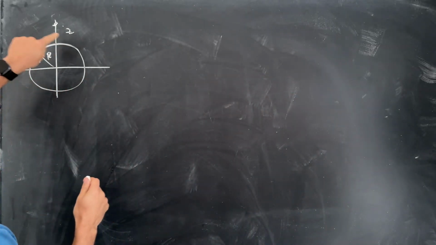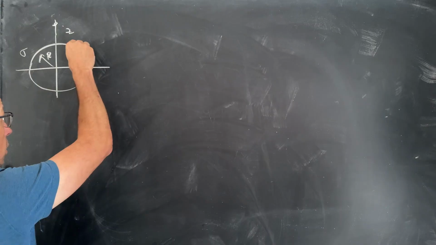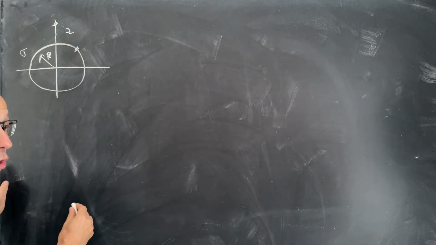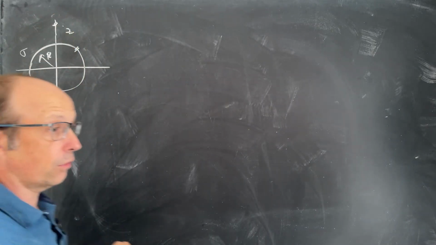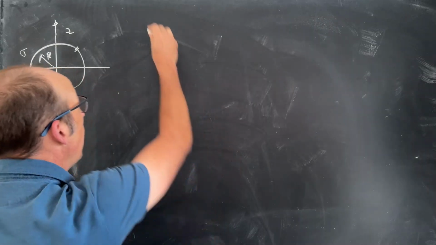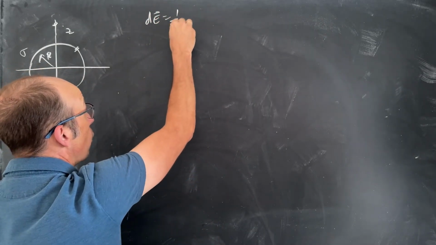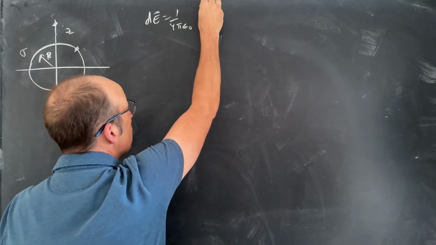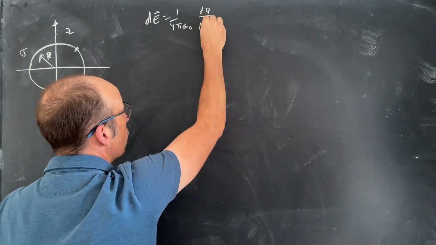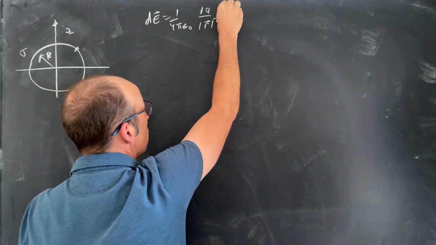Okay, so here's my charge distribution, right? So I do have some charge right there. I have my observation location up there. Remember that we have the electric field due to a point charge. dE is 1 over 4 pi epsilon naught dq over the magnitude of r squared r hat.